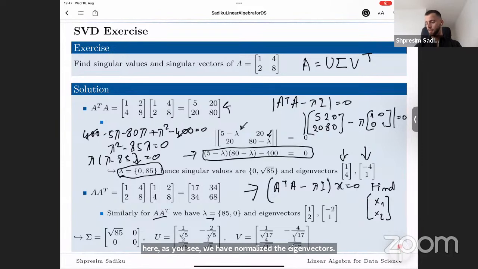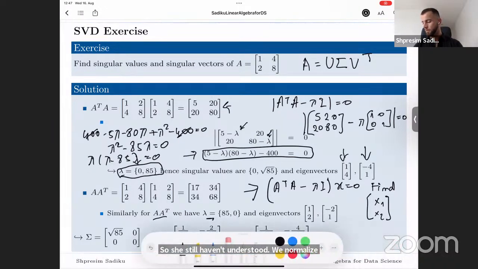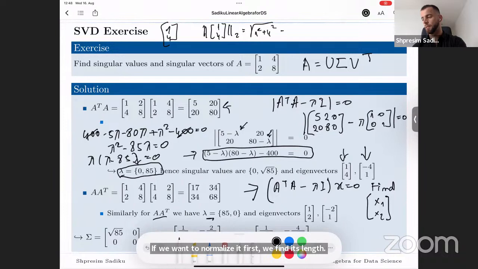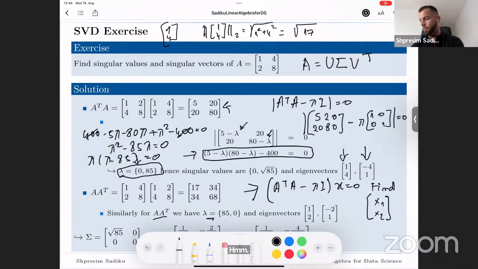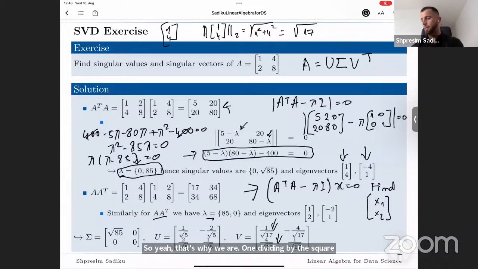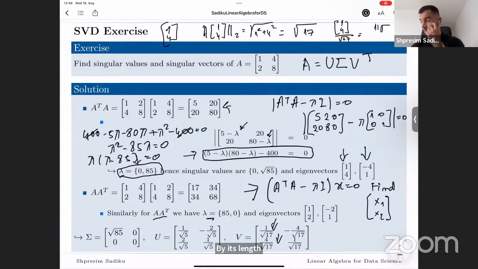So if you still haven't understood how we normalize eigenvectors, for example, having vector 1, 4, if we want to normalize it, first we find its length. This is just the square root of 1 squared plus 4 squared, which is the square root of 17. So yeah, that's why we are then dividing by the square root of 17. So we just divide the vector 1, 4 by its length. So this just gives us 1 over square root of 17, 4 over square root of 17.